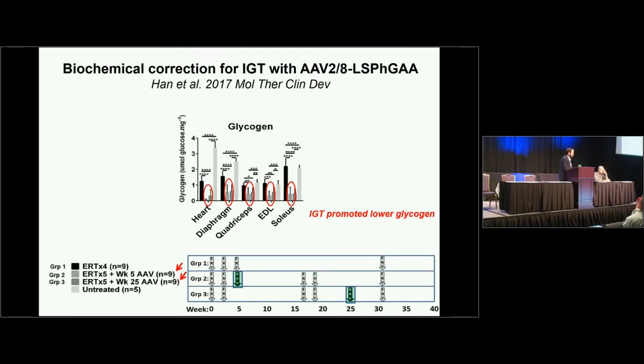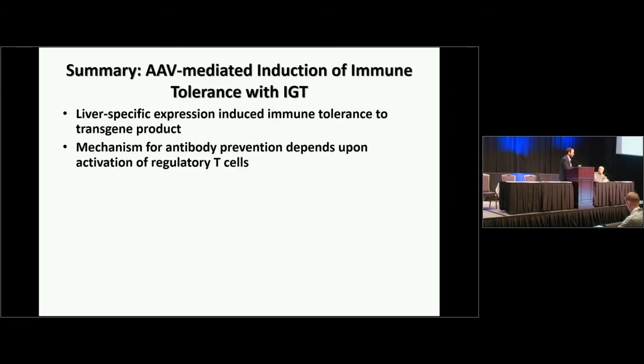Those mice also had biochemical correction, with decreased glycogen across the muscles, either with early or later AAV administration. You could see how the glycogen came down in comparison with untreated animals in the heart, diaphragm, quadriceps, EDL, and soleus, all these skeletal muscles that are largely resistant to ERT. So the immune tolerance induction correlated with a better biochemical correction. To summarize this data, liver-specific expression has induced immune tolerance to a transgene product in multiple experiments.